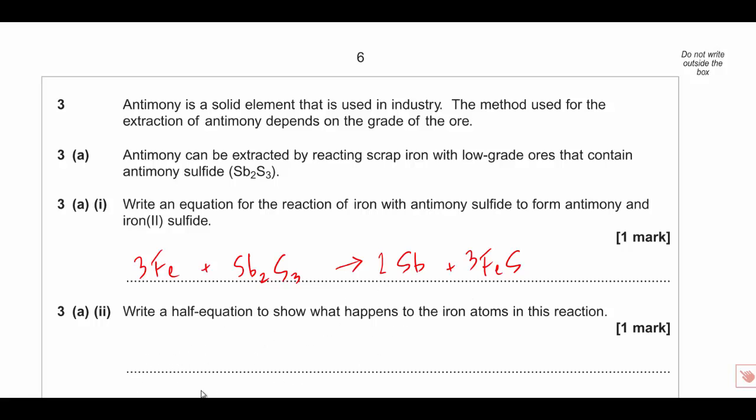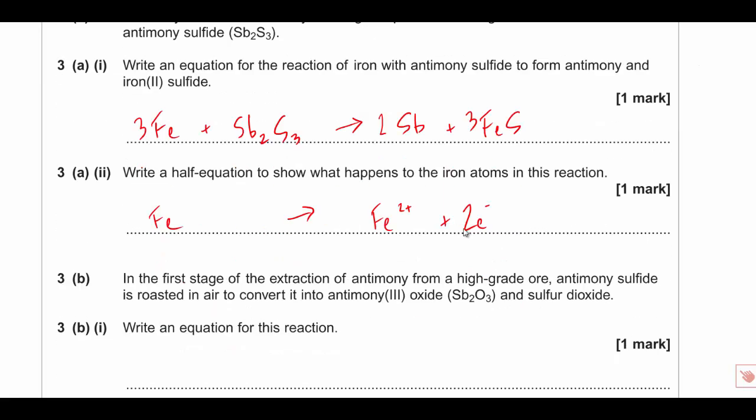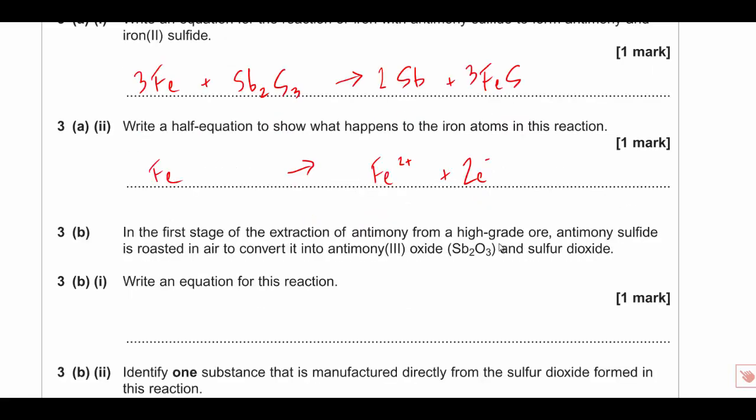So what happens to iron in this reaction? Well, the iron is obviously starting as iron, and it's becoming iron 2 sulfide. So it's becoming Fe2+. Balancing this up, 2 electrons. So the iron is losing 2 electrons, but by convention, we'll stick it on the right hand side there as plus 2 electrons.